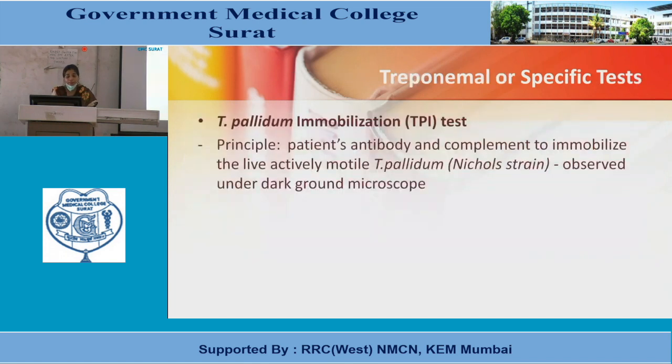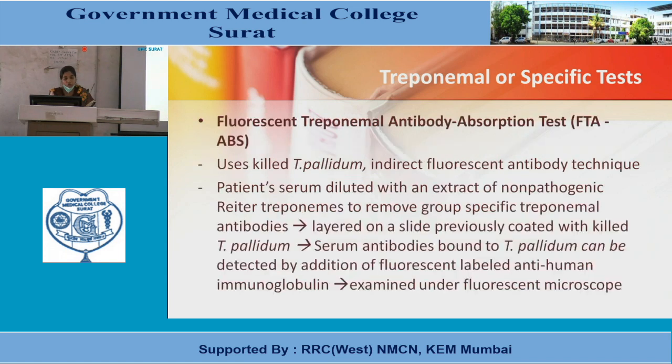Another is the Treponema pallidum immobilization test, the TPI test, whose principle is that the patient's antibody and complement immobilize live, actively motile Treponema pallidum, and Nichols strains are used. Observe under a dark ground microscope. Next is the fluorescent treponemal antibody absorption test, the FTA-ABS test. They use killed Treponema pallidum with the indirect fluorescent antibody technique.